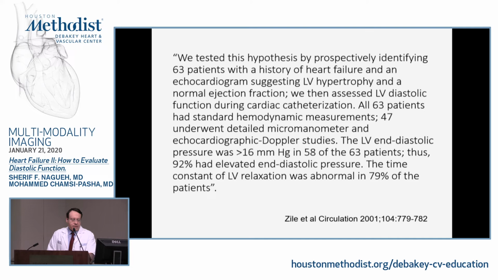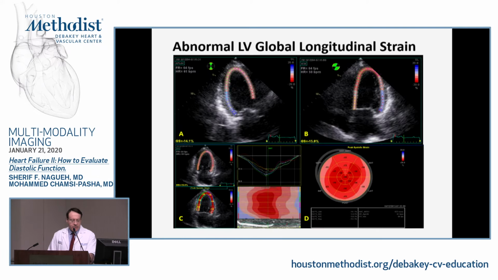This hypothesis was tested in 63 patients who were given a diagnosis of heart failure and an echocardiogram that showed LV hypertrophy and normal ejection fraction. Invasive indices were the gold standard here. What we're interested in is not Doppler, but how many of those patients with LVH had an abnormal tau as assessed invasively by Millar catheters. As you notice, 79% of these patients had a prolonged time constant and 92% had an elevated LV EDP. So it's a reasonable assumption.